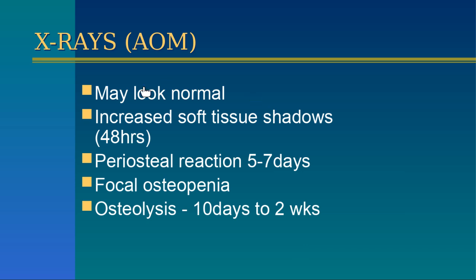First of all, you may see nothing, so it looks normal. Doesn't rule out osteomyelitis, it just means that it may be a bit early, because the radiological picture lags behind by about 10 to 14 days behind the clinical picture. So if it's a 6-day history, you may actually see a normal x-ray. You may see increased soft tissue shadows. You see the fascial planes quite clearly within about 2-3 days, and that suggests that there's fluid around, inflammation, infection, causing swelling of the soft tissues.